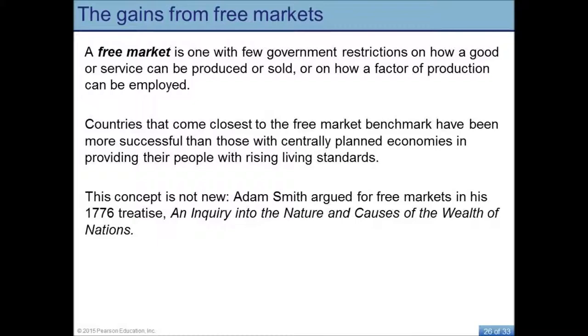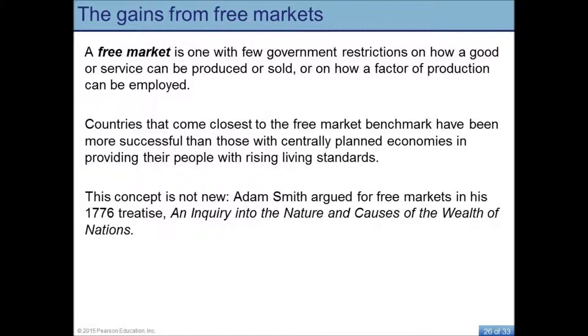Countries that come closest to the free market benchmark have been more successful than those with centrally planned economies in providing their people with rising living standards. In other words, capitalist countries versus socialist countries versus communist countries. This concept is not new. Adam Smith argued for free markets in his 1776 treatise, An Inquiry into the Nature and Causes of the Wealth of Nations. He talks about the invisible hand, which we're going to see more on slide 27.